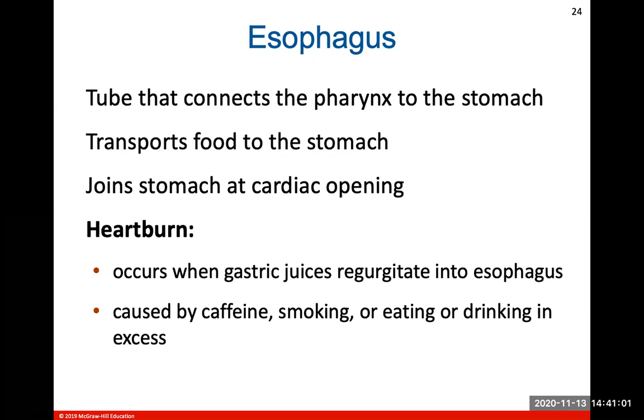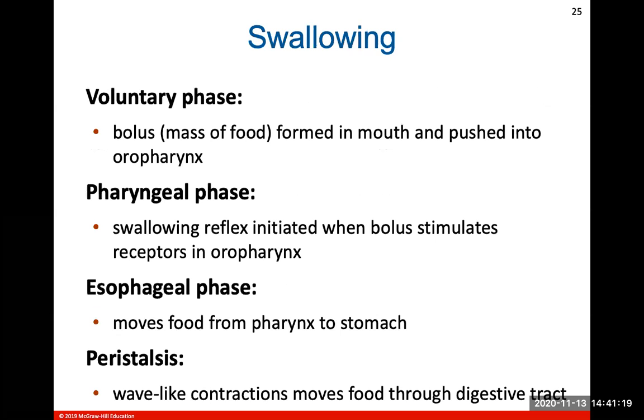The esophagus is the tube that connects the pharynx to the stomach. It will transport food to the stomach and join the stomach at the cardiac opening. Heartburn occurs when gastric juices regurgitate into the esophagus. Heartburn can be caused by caffeine, smoking, or eating or drinking in excess.